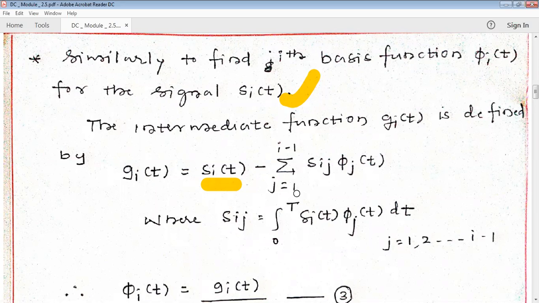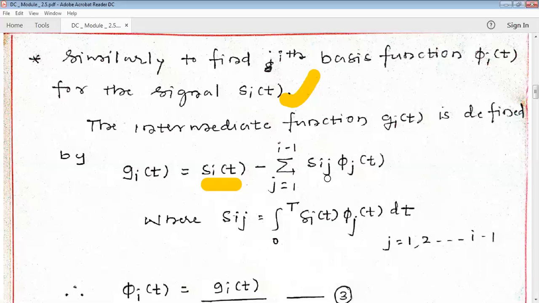For example, if I want to find the basis function for the third signal, that is i is equal to 3, S3 of t, here the intermediate function that you have to consider is g3 of t, because i is equal to 3. So g3 of t is equal to S3 of t minus the summation where j varies from 1 to i minus 1. i is 3, so 3 minus 1 is 2. So the summation index j varies from 1 to 2, right? So i is equal to 3, that is fixed, and j varies from 1 to 2.